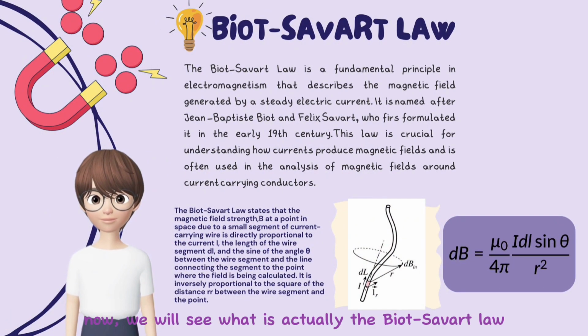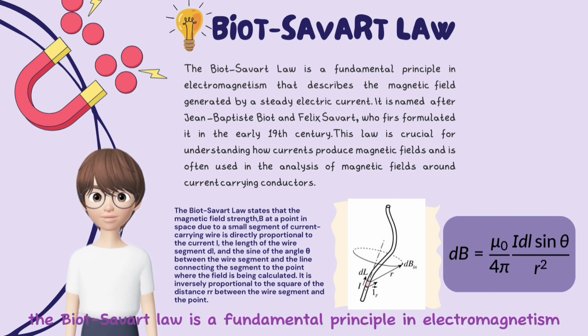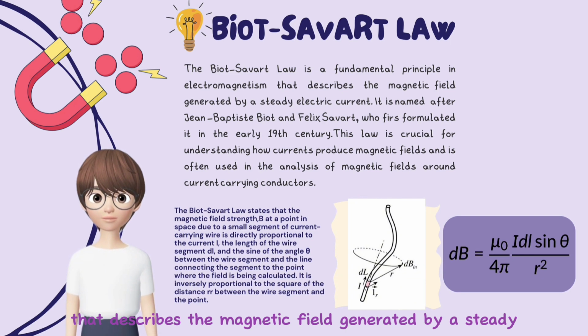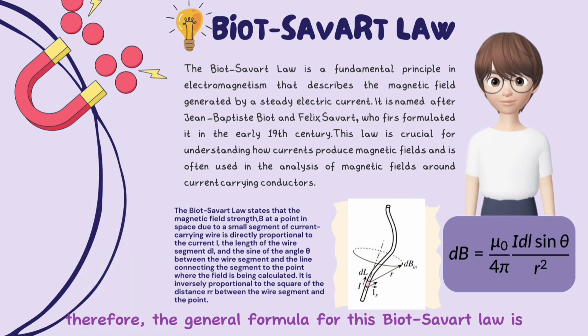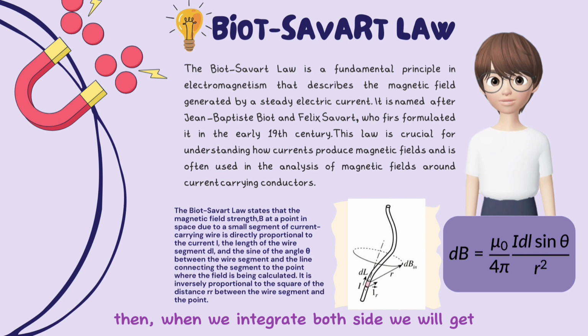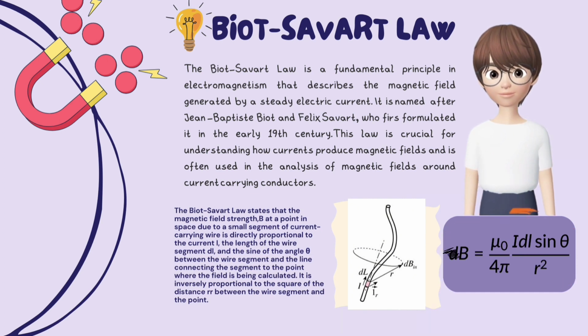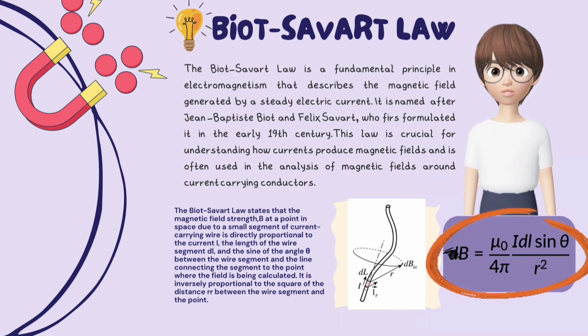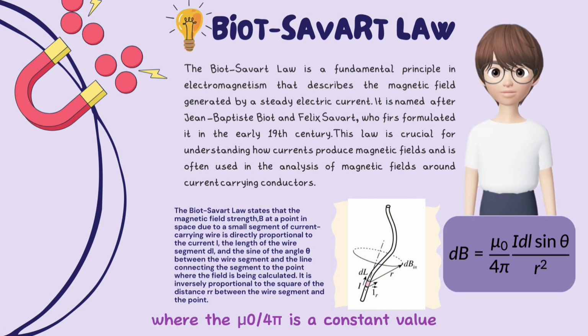Now we will see what is actually the Biot-Savart law. The Biot-Savart law is a fundamental principle in electromagnetism that describes the magnetic field generated by a steady electric current. Therefore, the general formula for this Biot-Savart law is dB equals mu naught over 4 pi times I times dl times sine theta over r squared. Then when we integrate both sides, we will get B equals mu naught over 4 pi times the integration of I times dl times sine theta over r squared, where mu naught over 4 pi is the constant value.